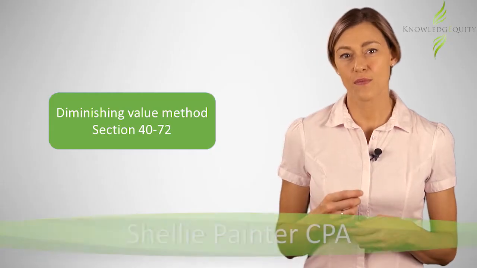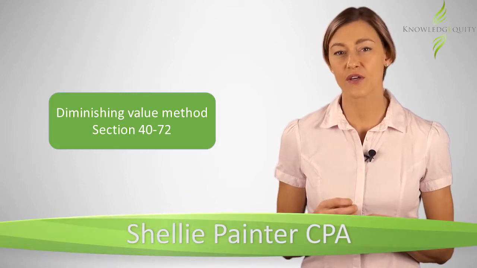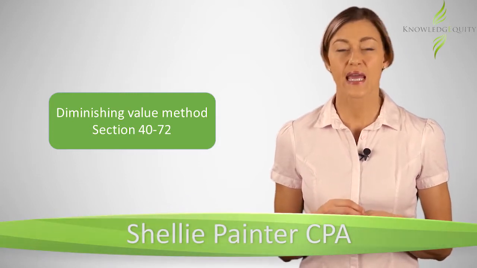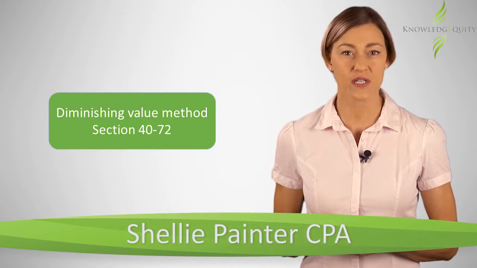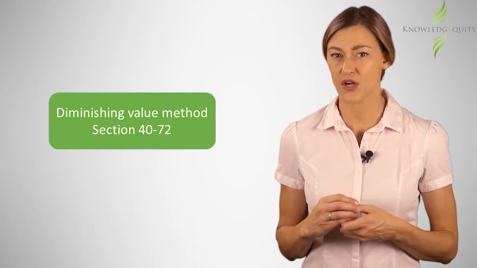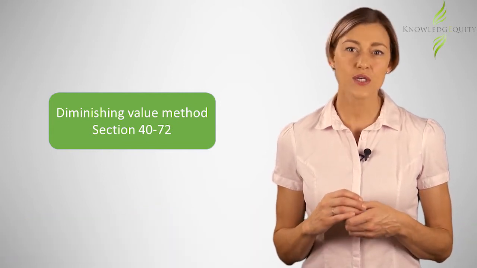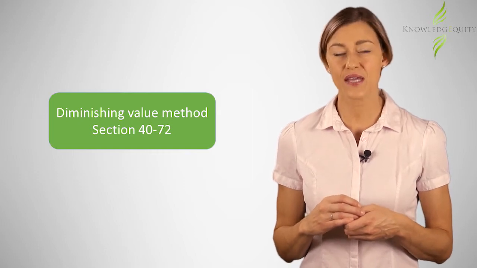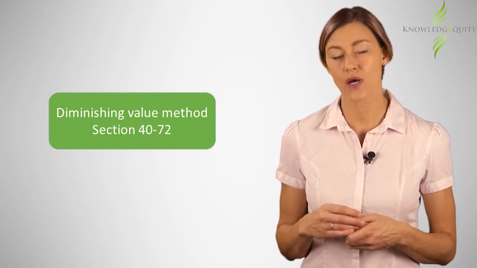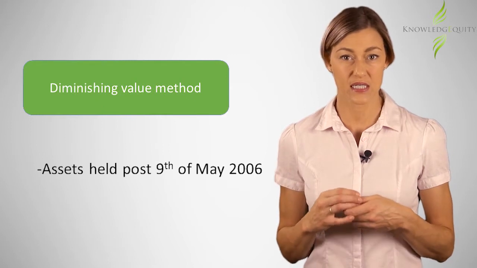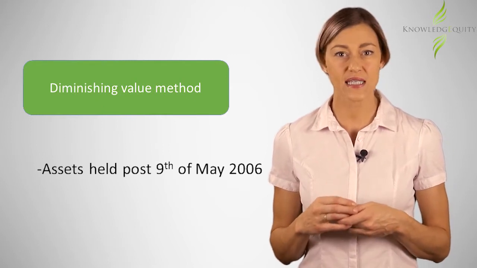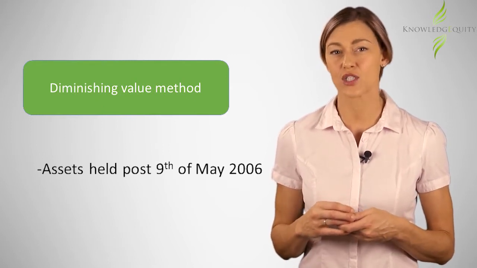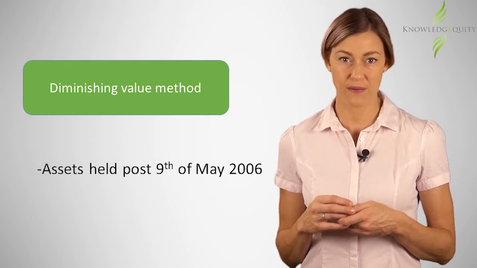The diminishing value method for calculating the decline in value for a capital allowance deduction is set out in section 40-72 of the ITAA 1997. We can use the diminishing value method to calculate the decline in value for assets held post 9th of May 2006, noting that assets held prior to this date may be eligible under section 40-70.